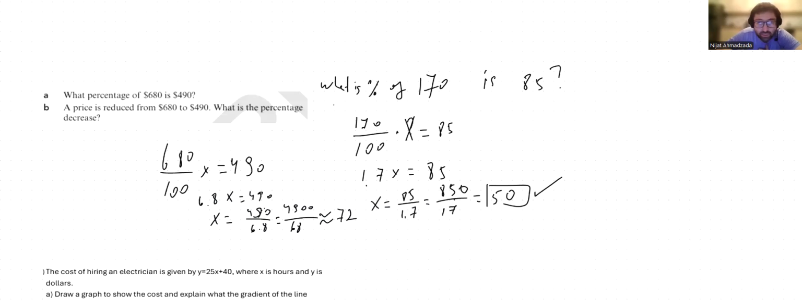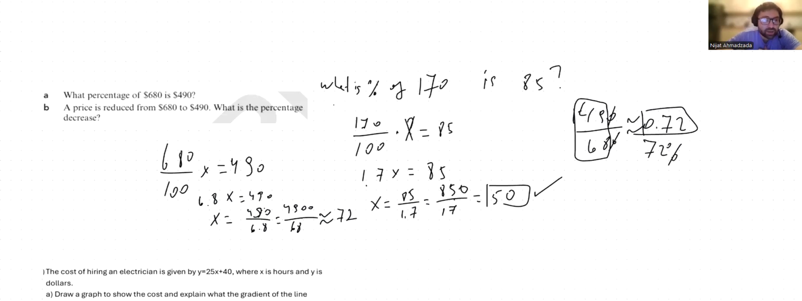Or you can do this as well. You can just do the division of 490 over 680, which will be 49 over 68, which will again be 0.72. So we know that the percentage will be 72%.